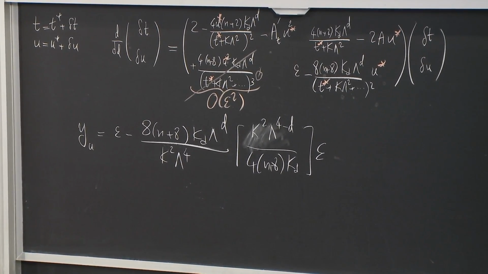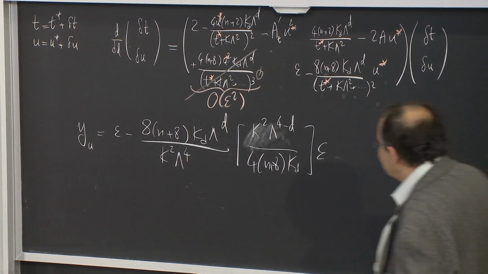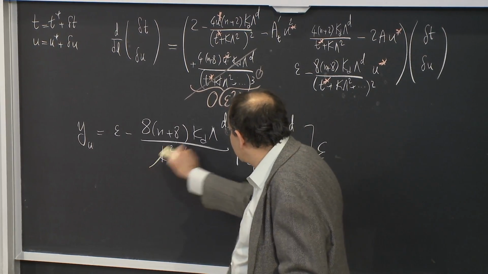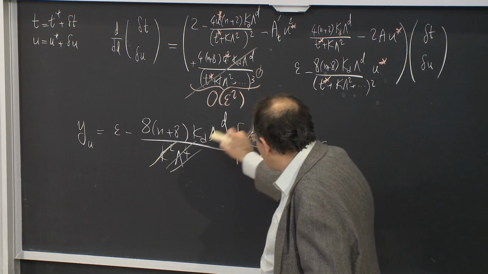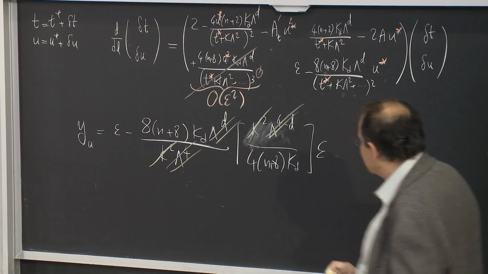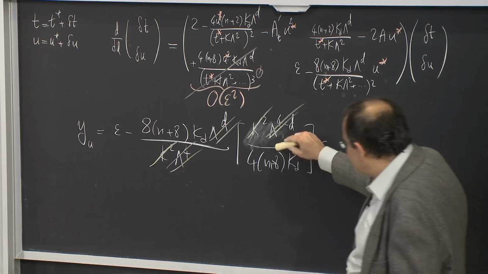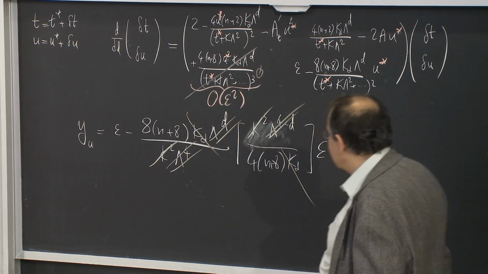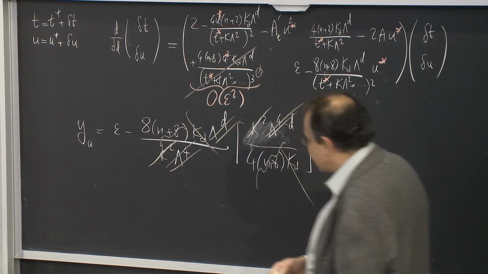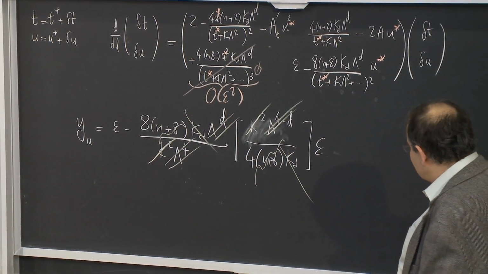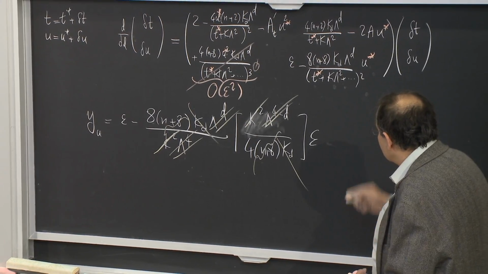Right. Now the miracle happens. So k squared cancels the k squared. Lambda to the 4 and lambda to the d cancel this lambda to the 4 minus d. The kd cancels the kd. The n plus 8 cancels the n plus 8. 8 cancels the 2. The answer is epsilon minus 2 epsilon, which is minus epsilon.